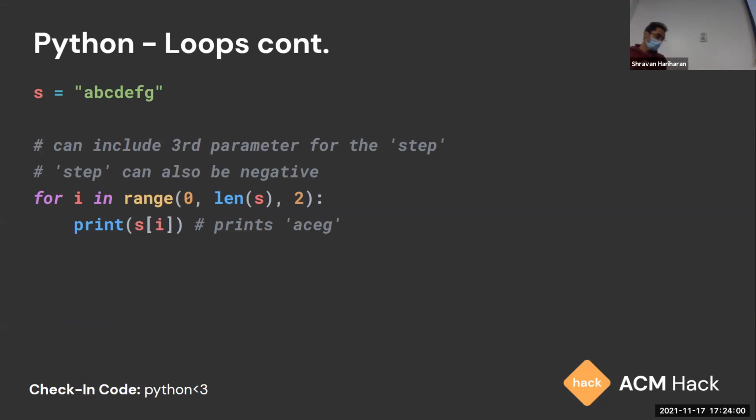Lastly, for loops, I did want to cover that you can actually skip elements. Instead of doing i++, you could do i plus equals 2, just by specifying the third parameter. So you can have 0, length of s, 2, and in the string, it would print every other letter, starting from 0. And here we don't need the 0. It could just be length of s, comma 2, and that should work. Oh yes, and note that step can also be negative. So it doesn't always need to be a positive increment. It can be negative as well.